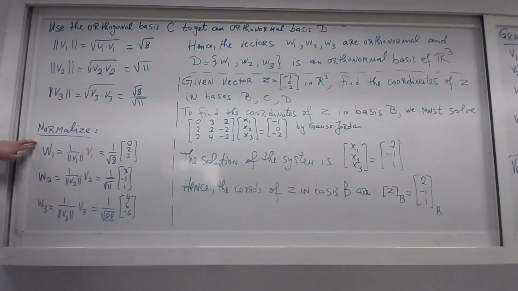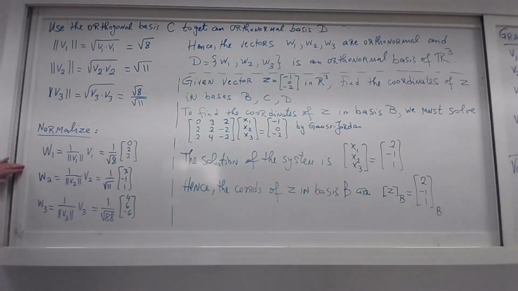Now we normalize to get vectors W1, W2, W3. W1 is 1 over the norm of V1 times V1. This vector now has norm 1. Here it is. So the norm of W1 is 1. Then W2 is 1 over the norm of V2 times V2, so a number times V2. When we do the work, we get this vector. The norm of W2 is 1 also. W3 is 1 over the norm of V3 times V3, and the norm of this vector is also 1.